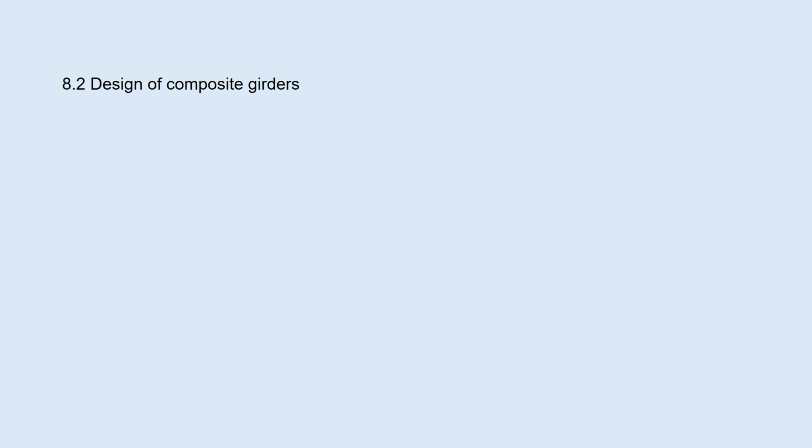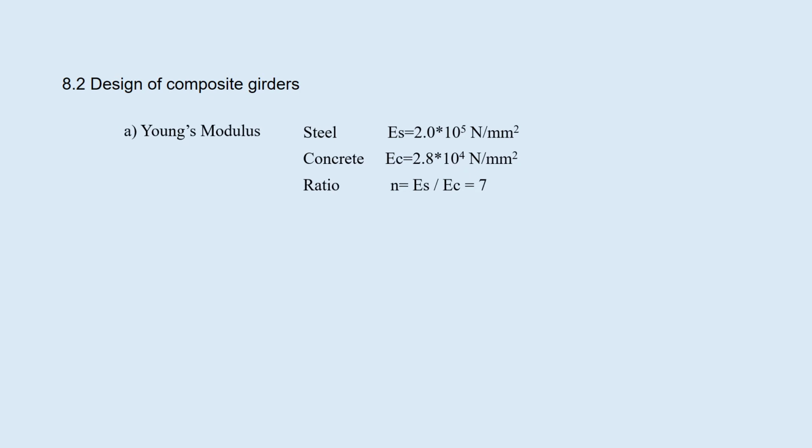8.2 Design of composite girders. There are several points we have to consider to design composite girders. A. Young's modulus. The composite girder consists of two different materials, steel and concrete. The Young's modulus of steel, Es, is much larger than that of concrete, Ec. The ratio of the Young's modulus, n equals Es over Ec, is assumed to be 7 in the stress calculation.